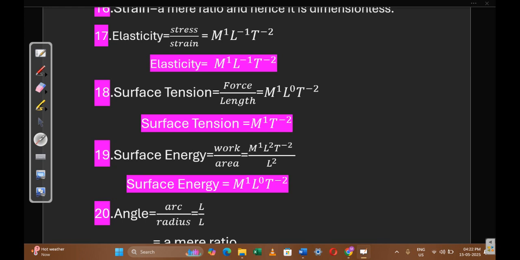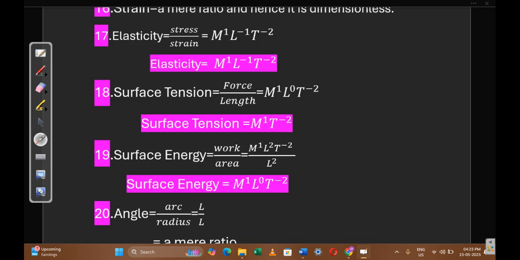Next one is surface energy. Formula for surface energy is work by area. Dimension formula of work is M L square T power minus 2 and area is L square. So the dimension formula of surface energy is M T power minus 2.